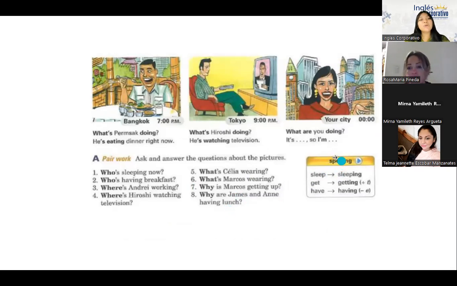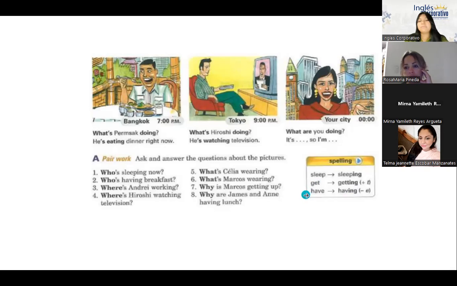Okay, now, guys, vamos con reglas de spelling. Fíjese bien. A los verbos que terminen en consonante, por ejemplo, como sleep, solo se le va a agregar una ing. Pero hay otros verbos que son consonante, vocal y consonante. A estos verbos se les va a duplicar la última consonante. Y es por esto que usted ve que dice getting con doble T, porque termina en consonante y en medio está una vocal.